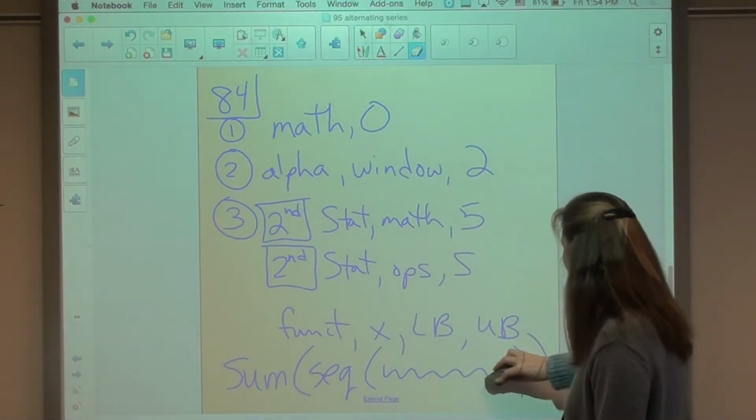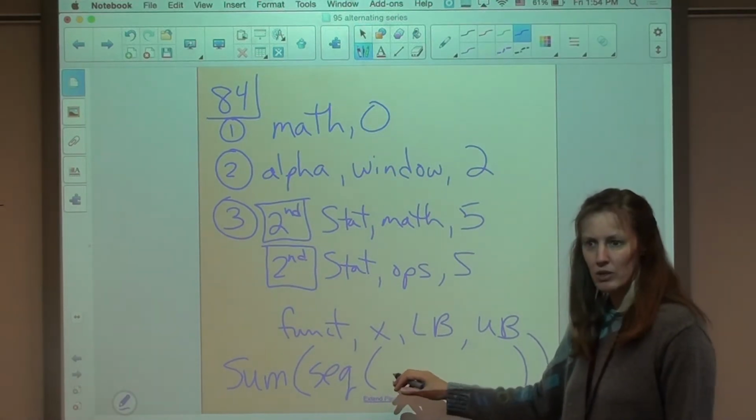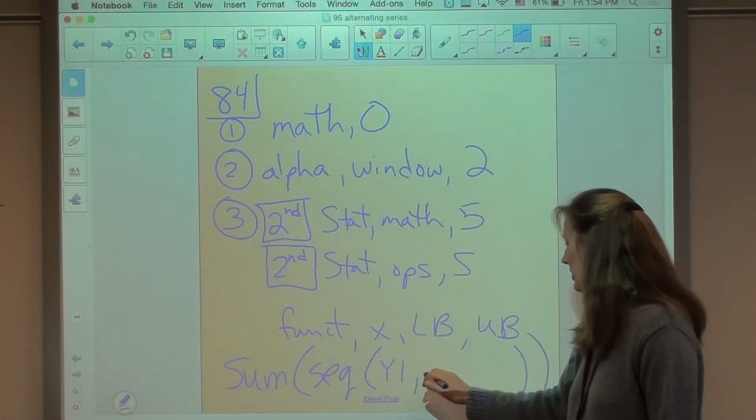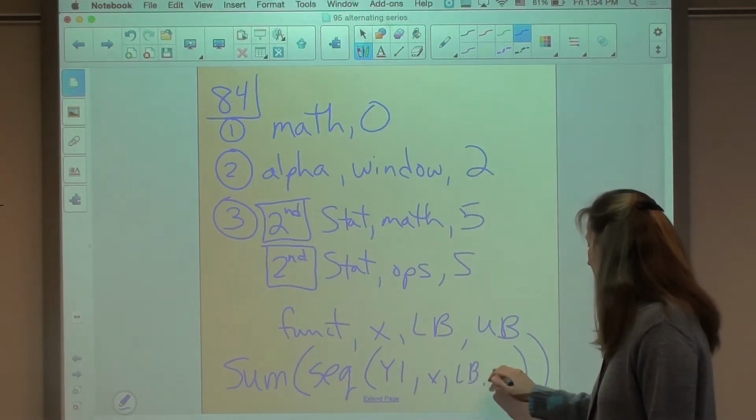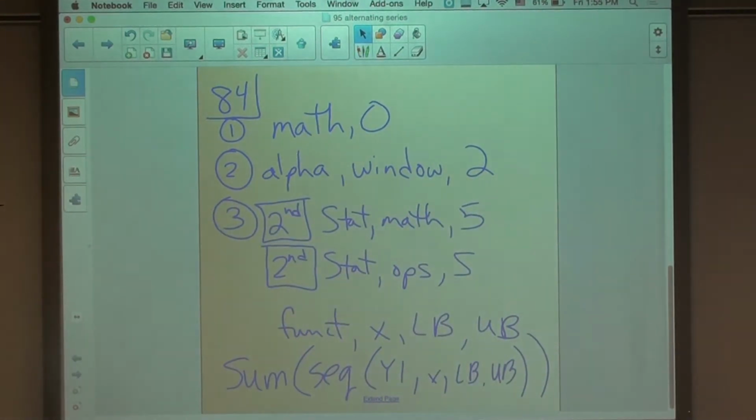And by the way, do you guys know on the 84 how to get your y1 from vars? Here, I'll show you how to get it on yours. You use the vars, then arrow to y bars, and then just hit enter, and hit enter. Then go comma x, comma 1, comma 2, and let's see what happens. There you go.